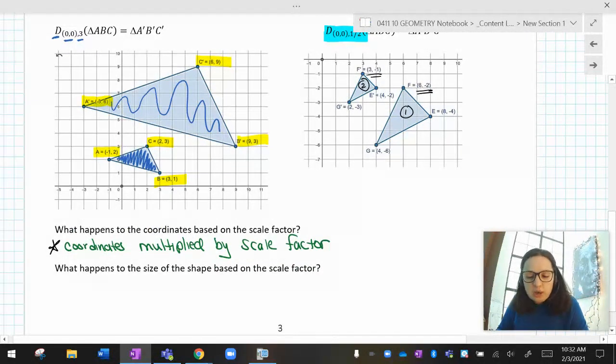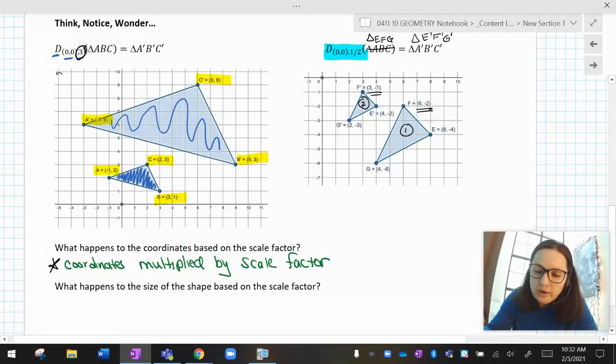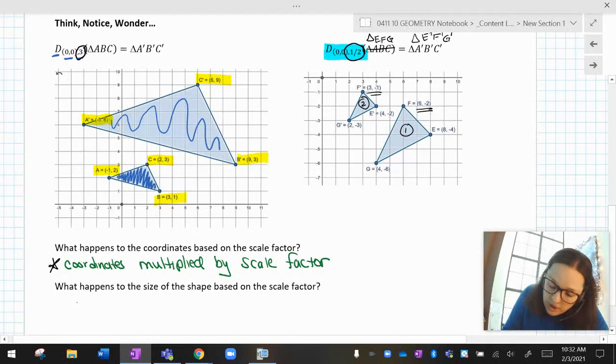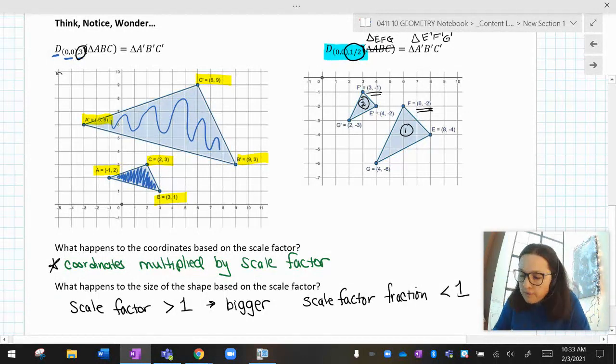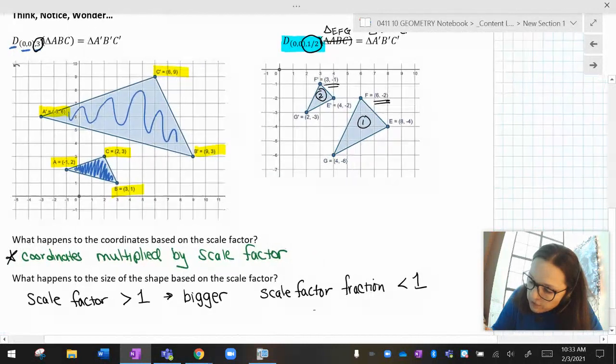Now, what happens to the shape based on the scale factor? Well, when I had a scale factor of 3, it got bigger. When I had a scale factor of a half, it got smaller. So a scale factor greater than 1 makes the shape bigger, and a scale factor of a fraction less than 1, so like 3/4, 1/2, is going to make it smaller.